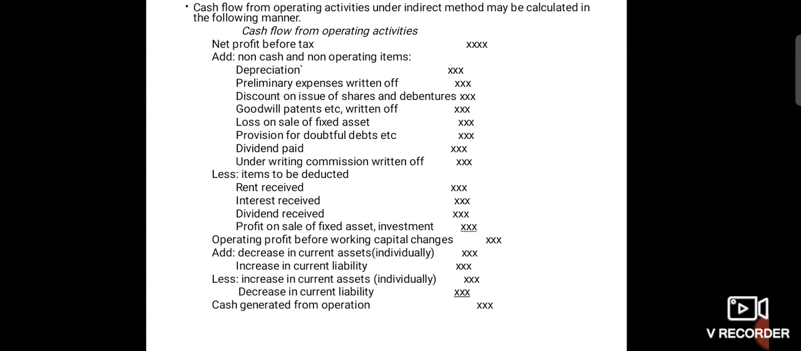So this is the format of calculating operating cash flow under the indirect method. This is the method we have been widely using. Okay. So this is the cash flow. So we have only reached the cash flow from operating activities, and usually we follow this method. So this method you have to study the format.